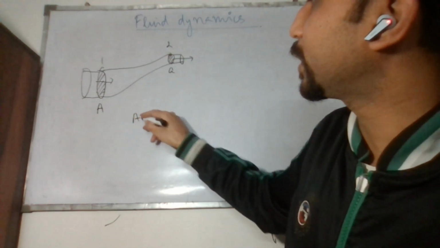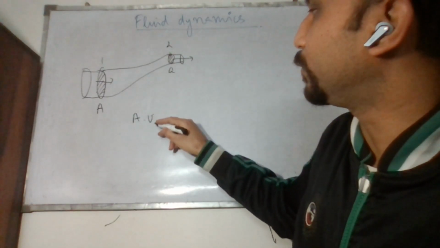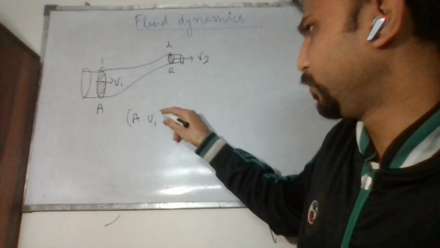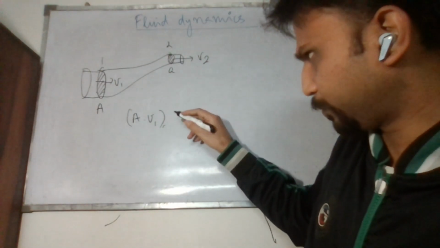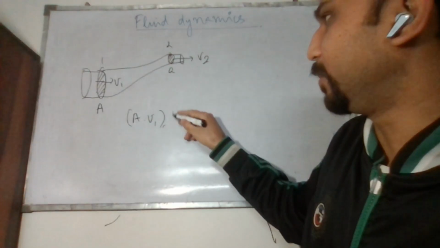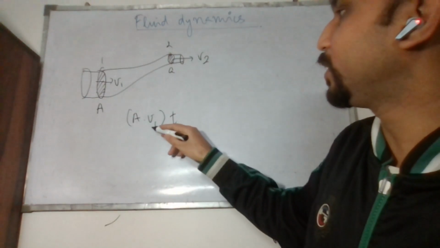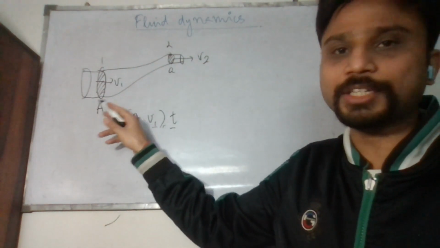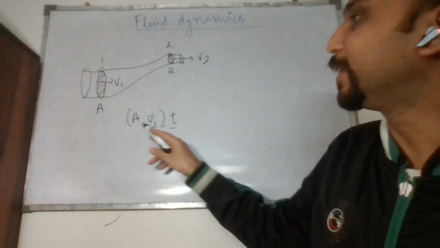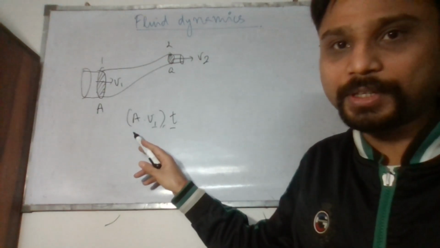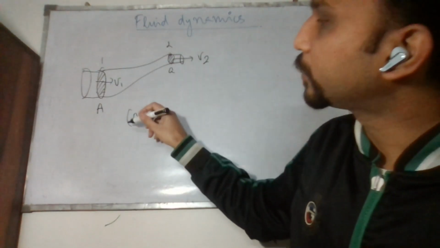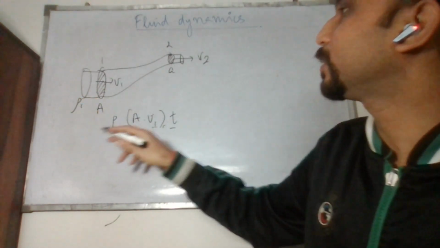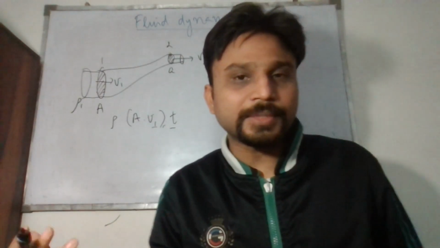So you see, cross section area capital A into V1 into the time T. This V1 into T is the length of the fluid entering the section here. So this length into cross section area gives us the volume. Volume multiplied by density gives us mass. So let's say the density of the fluid here is rho1. Its density can change because of some circumstances.